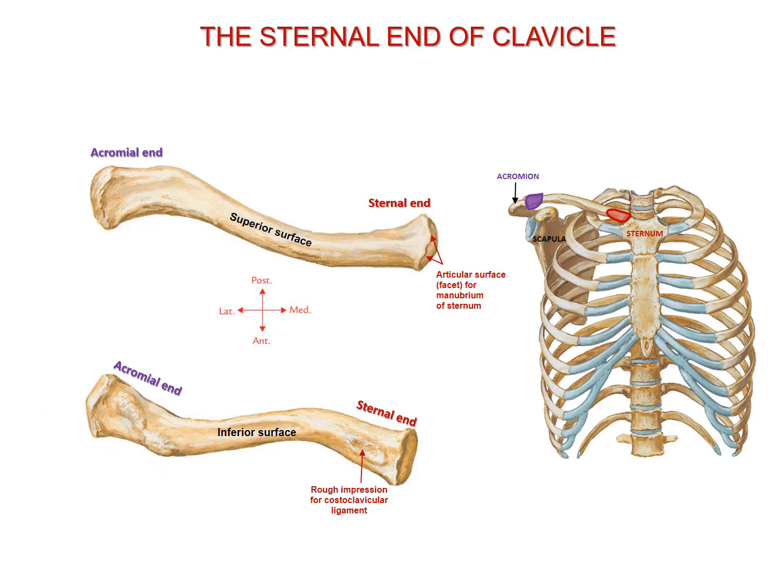The enlarged medial or sternal end has a saddle-shaped articular surface which articulates with the clavicular notch of the manubrium sterni to form the sternoclavicular joint. It provides attachment to the fibrous capsule, articular disc, and costoclavicular ligament. On the inferior surface of the sternal end, the costoclavicular ligament is attached to an oval impression. In this picture you can see the rough impression for the costoclavicular ligament.